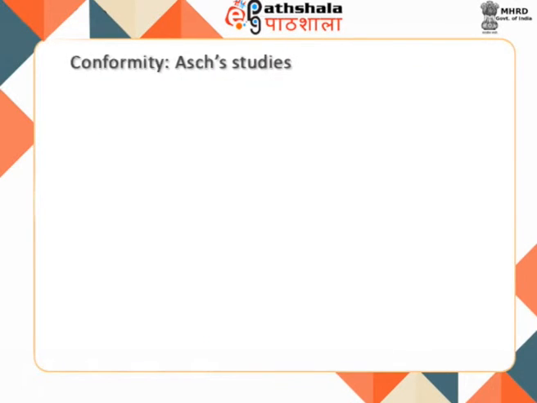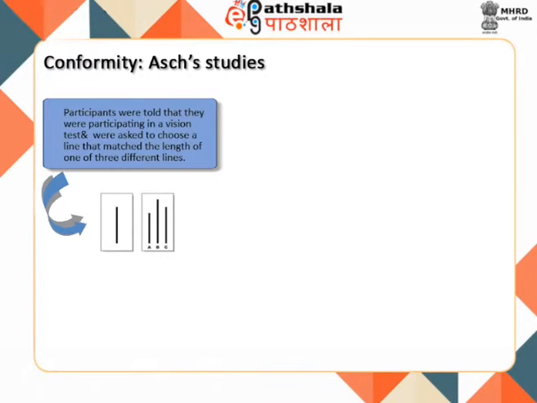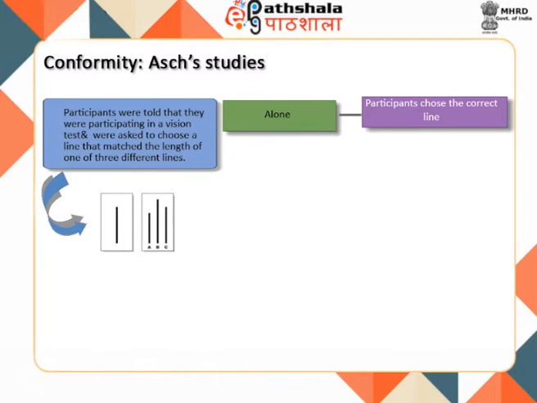Asch conducted a study to investigate the phenomenon of conformity. Participants were told that they were participating in a vision test. Participants were asked to choose a line that matched the length of one of three different lines. When asked individually, participants would choose the correct line.